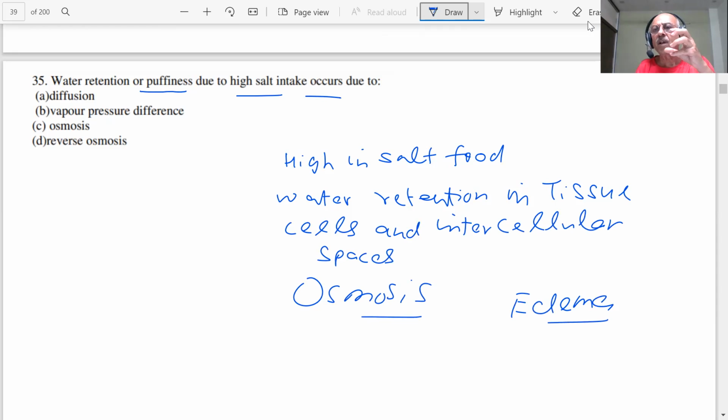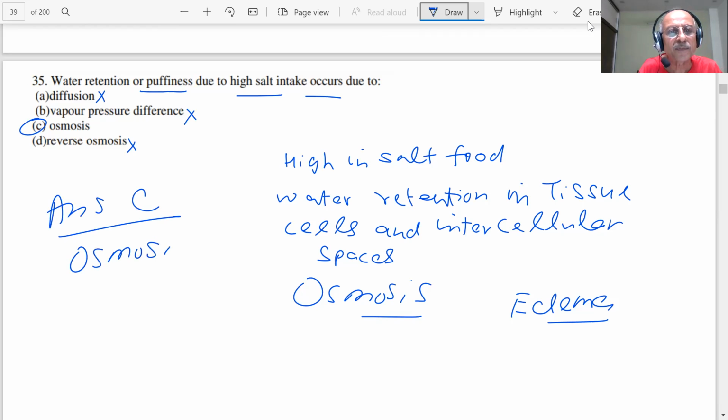Students, when the concentration is more, the solution is more concentrated, so water will flow. What will happen? Then it will retain water. It will take more water. These cells will take more water because they are a highly concentrated solution of salt. And what will happen? Then swelling will take place, or puffiness. That is the water retention, and this is due to osmosis. So diffusion, no. Vapor pressure, no. Osmosis is the correct answer. Answer is C. Osmosis.